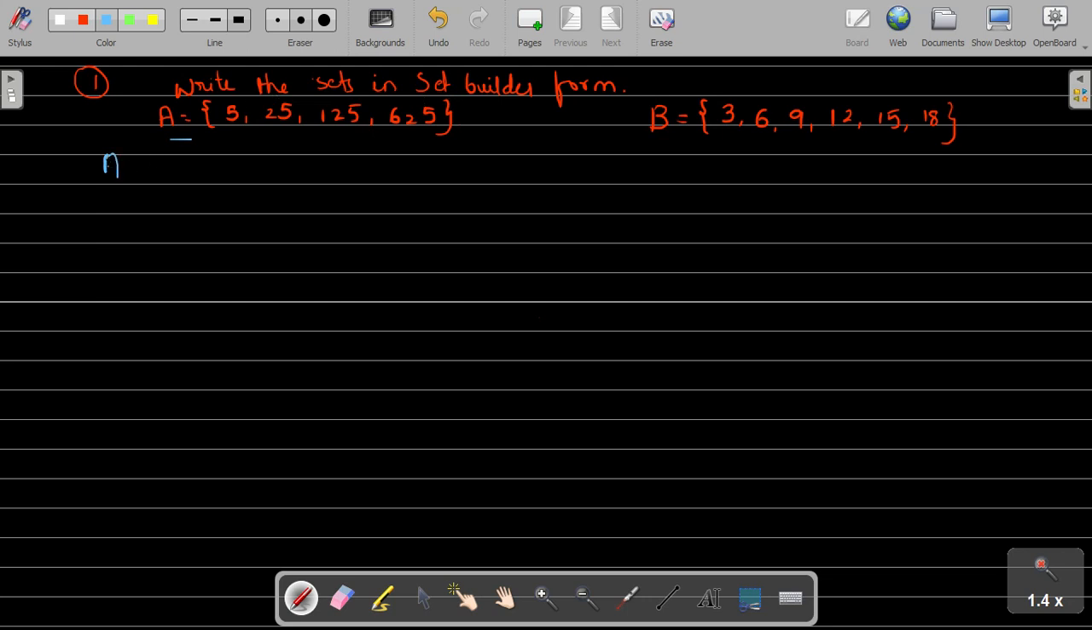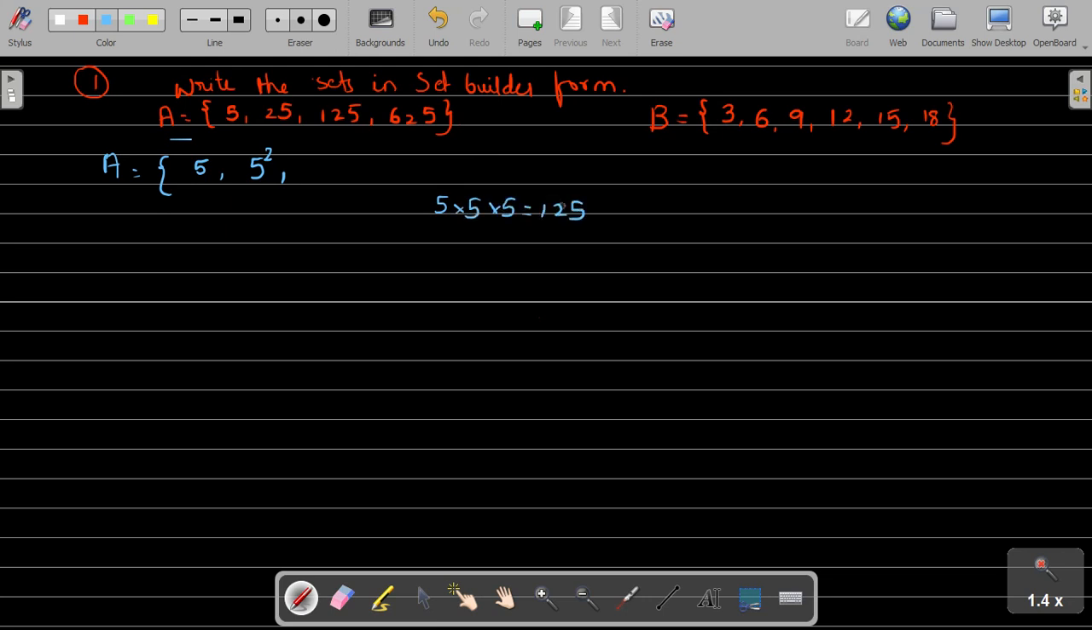So all we have to do is observe these values. They will be following some pattern. Here, as you can see, the first one is 5 and the second is 25. This 25 can be written as 5 squared, isn't it? Because 5 into 5 is 25, and 25 times 5 is 125.